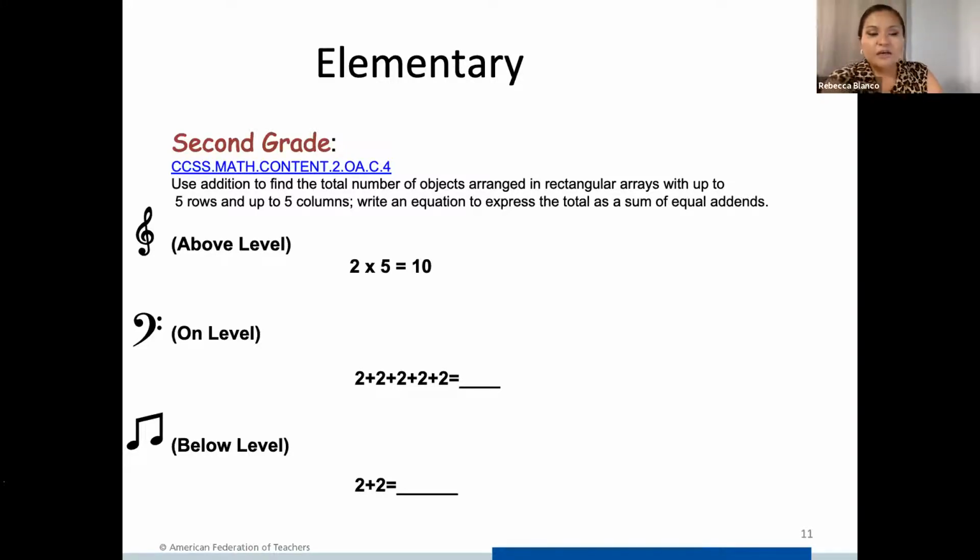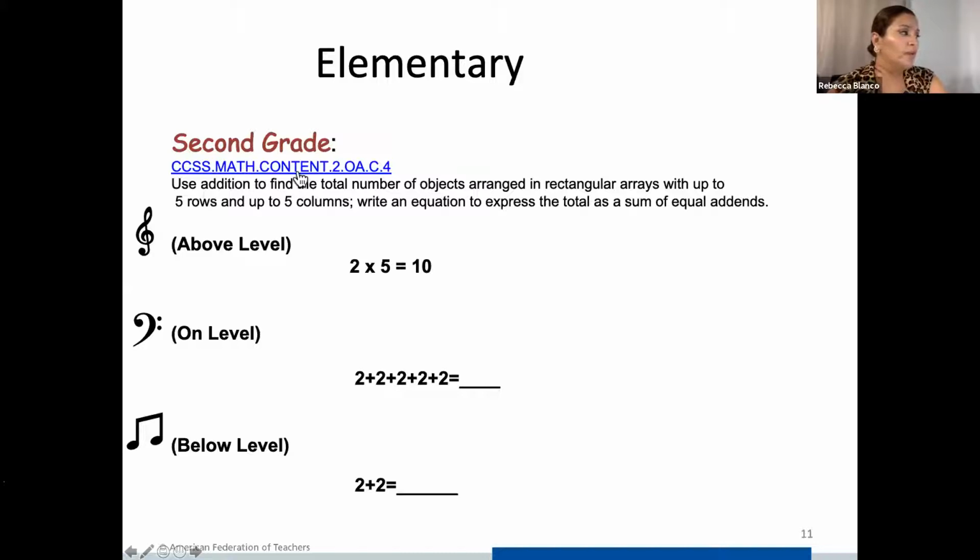I'm sorry, my internet kind of kicked me out for a minute. So if you take a look at the elementary example, we actually do have icons that go with each level. So we have an above level, which is going to be the treble clef. We have a bass clef for on level, and then we have a note here, right? I'm not sure what notes they are, but they denote what level they're on, right? So this is a second grade example.